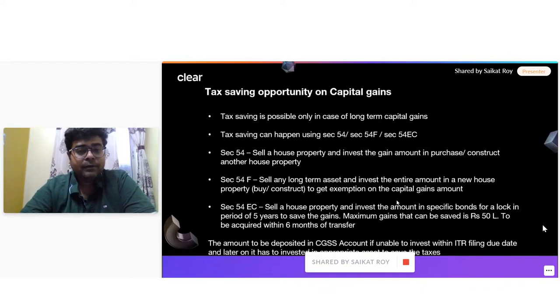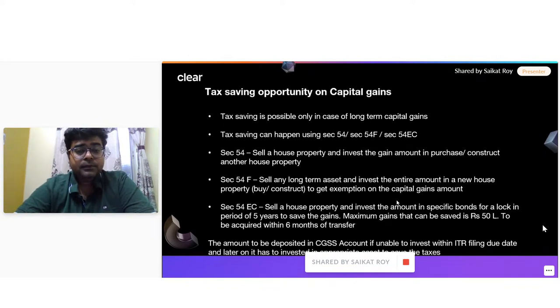However, there are a few specific assets if you are getting capital gains out of, the tax saving opportunity might play out wonderfully for you. Under section 54, tax saving opportunity is there. Now, in this case, if you are selling off a house property and if you are investing the gain amount in purchase or construction of a different house property, in that case, the gains in your hand will be completely exempted, provided you are putting the entire gain amount in purchase or construction of the property.